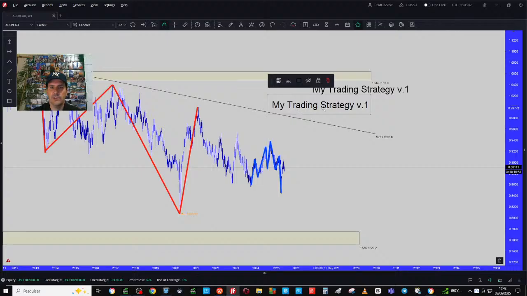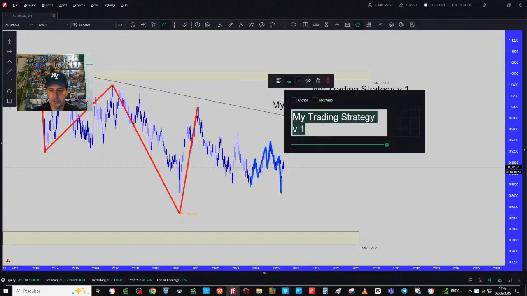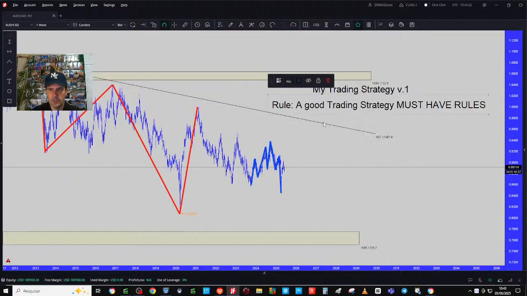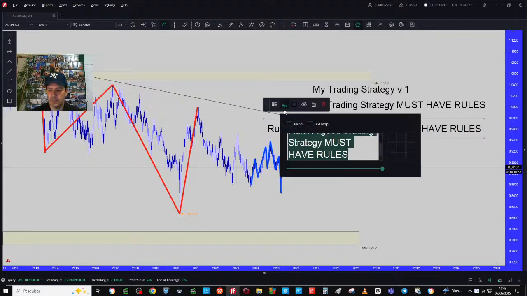So number one, text. Number one is going to be a rule, everybody. A good trading strategy must have rules, what we call must-have rules, that are black and white, meaning not subject to interpretation.